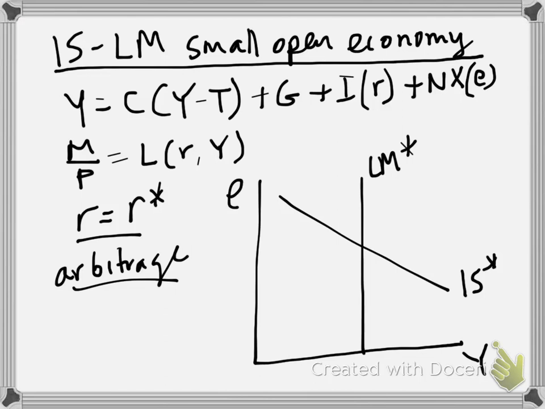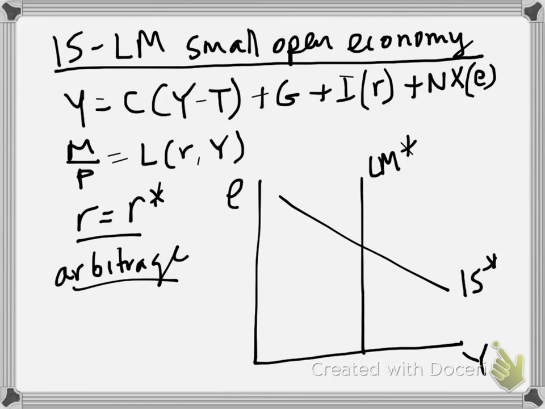So our ISLM small open economy consists of these three equations. And since the interest rate is determined, we can plug our r-star in for the interest rates, and then we have two equations with two unknowns, the exchange rate and the level of GDP. And so that's what we graph here.